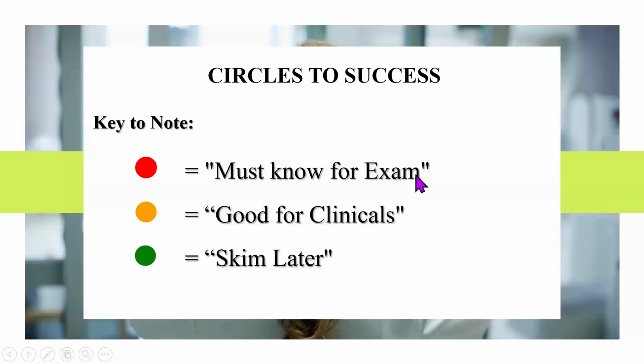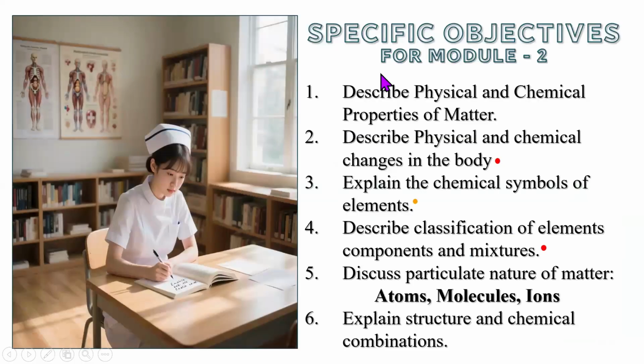As we all know, the circles to success are as follows. Must know for examination are marked with red circles. Orange circles indicate areas that are good for clinical, and green circles ask you to skim through this video at later times. Specific objectives for this module are as follows.